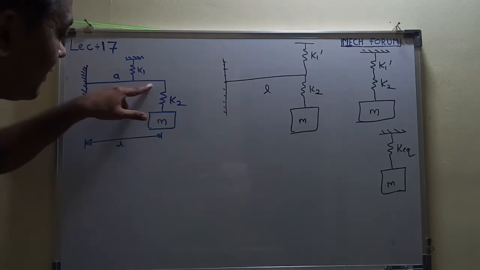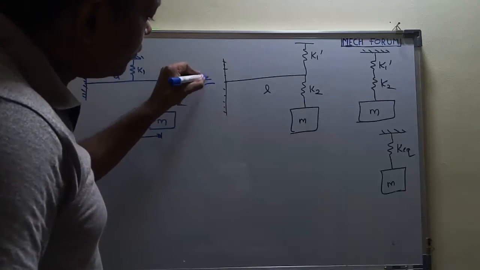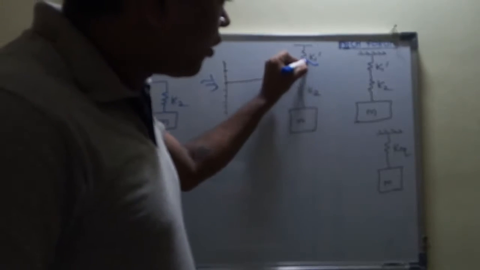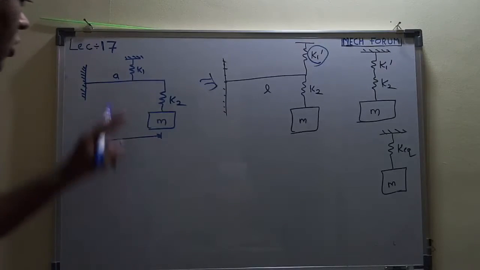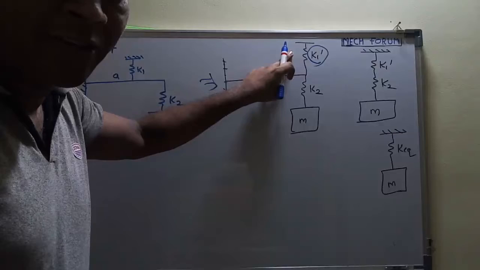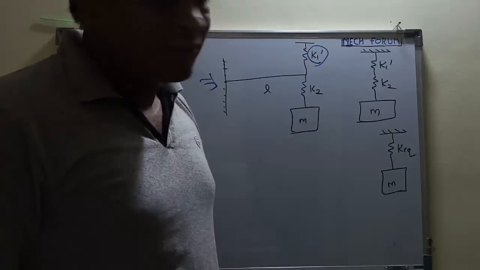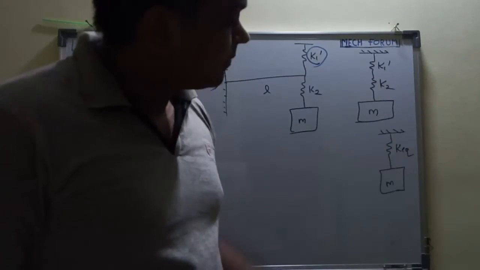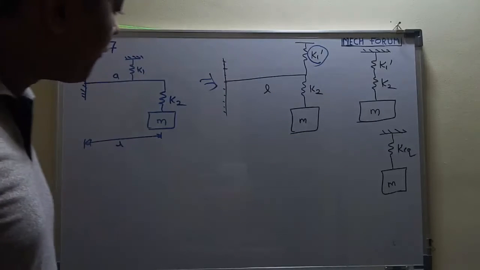Why? Because this beam is massless. So this is the next stage of this numerical, shifting. And at the time of shifting, we have to find out the value of K1 dash by equating what? Torque. Torque exerted by K1 equals torque exerted by K1 dash. Then this will become like this. We will apply the series combination and get the value of equivalent K. So this is the life cycle, you can say, the process which we have to follow.